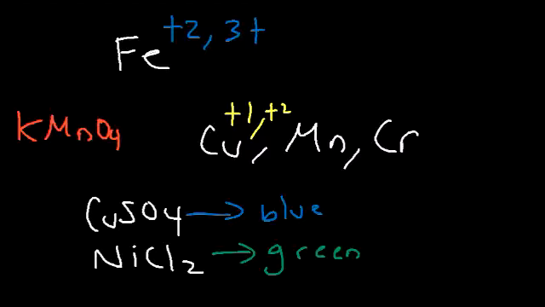Chromium has a range of colors depending on the oxidation state. It could be green, it could be blue, it could be orange. But the important thing that you want to keep in mind is that transition metals form colored solutions.